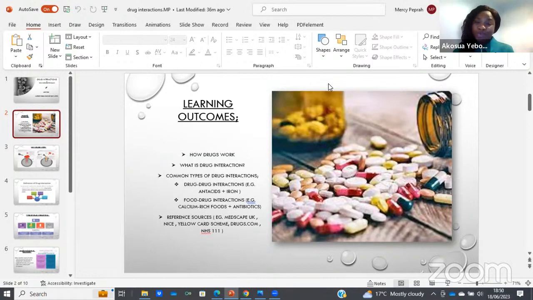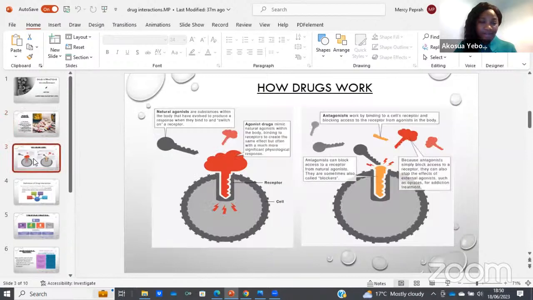And so what we are going to be aware of today is how drugs work and what at all is drug interaction. We are also going to discover common types of drug interactions, which we have examples such as food-drug interactions, drug-drug interactions, drug condition interactions. We are also going to discover reference sources, or places where we can check our medications and check whether they interact severely or moderately. However, most of the times, drugs don't really interact severely. Okay, so first of all, how does drug work?